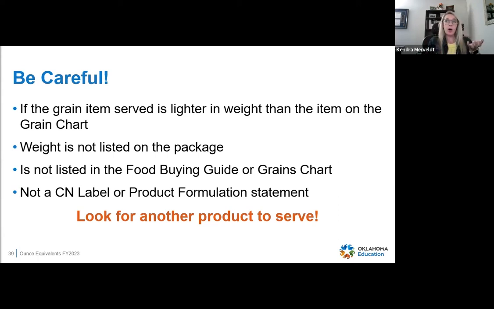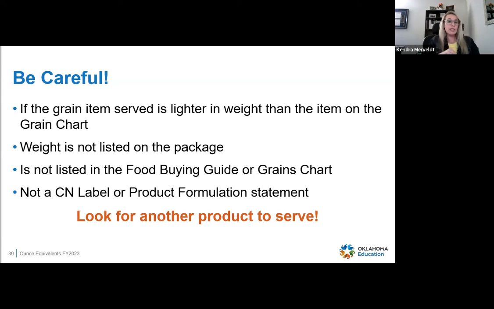If you look at a box of something and on the nutrition facts label, it does not list how much it weighs. So let's say it says 5 crackers, but that's all it says. It does not say 5 crackers are 28 grams or 5 crackers equal 40 grams. It needs to list the weight on there. If it just says 5 crackers is a serving size, but no weight, if the item that you're wanting to serve is not in the food buying guide, or you cannot find it on the grains chart, or if it is red on the grains chart, it cannot be served in CACFP.